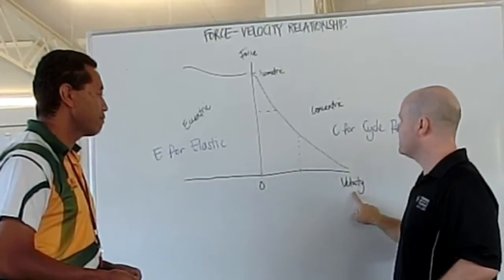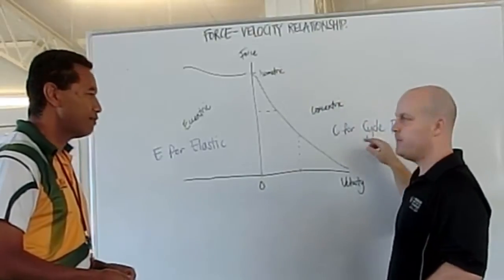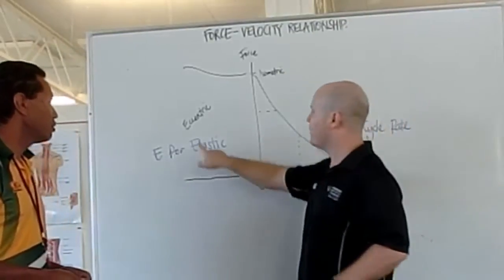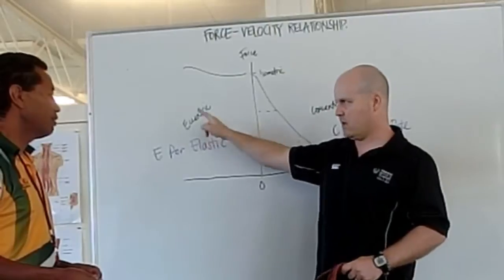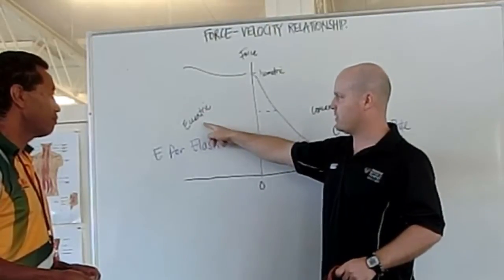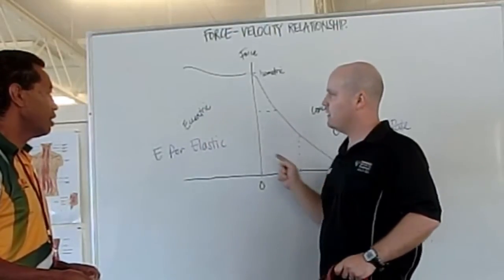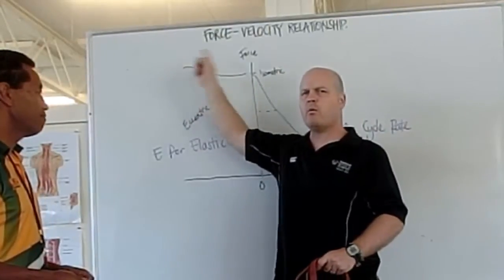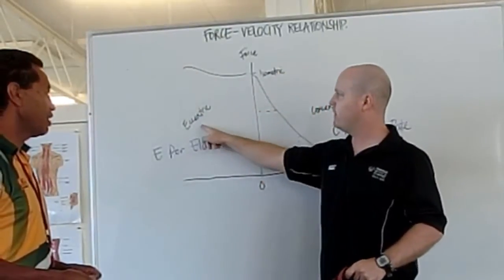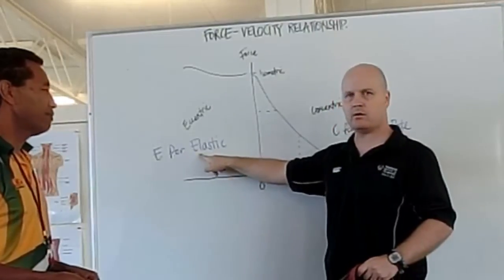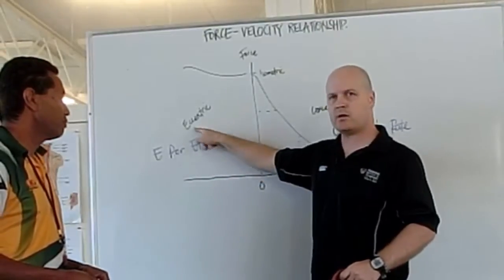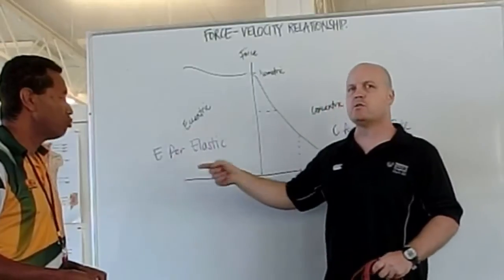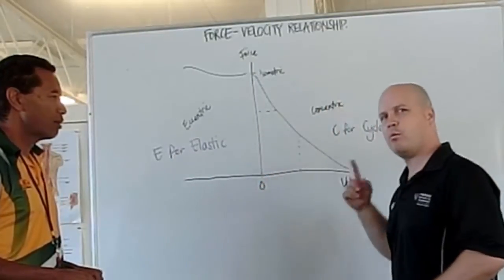Velocity increases, force decreases. Then on the other side of our relationship, we've got the eccentric contraction. And during an eccentric contraction, as our velocity increases, our force increases. Good. Why is that? Elastic components. Good. So if we think E for eccentric, E for elastic. So now we're going to have a look at why that is.